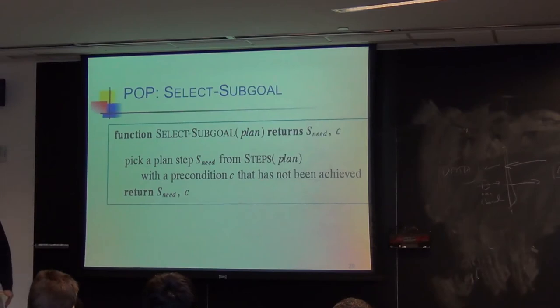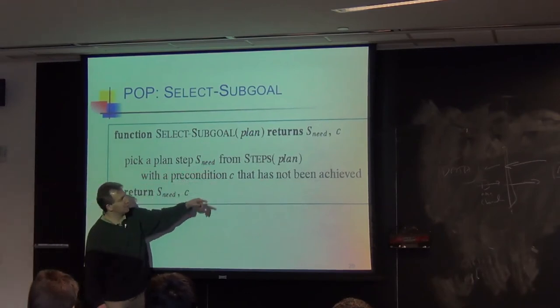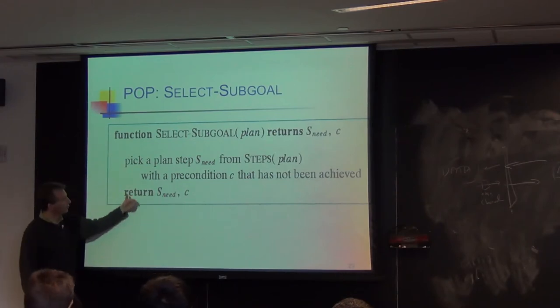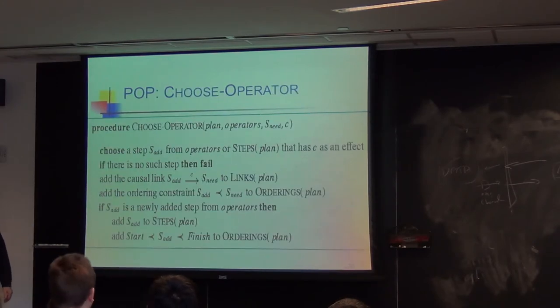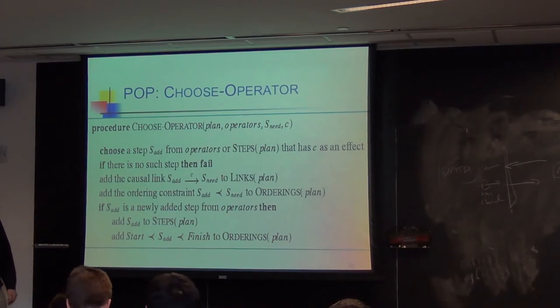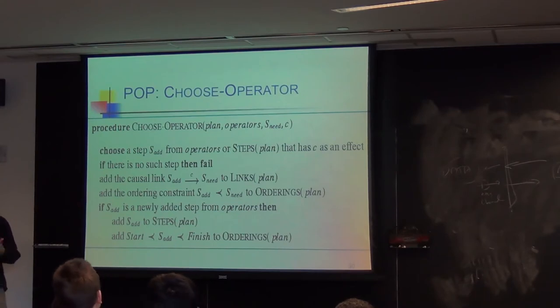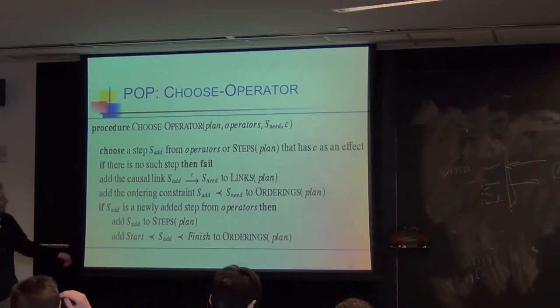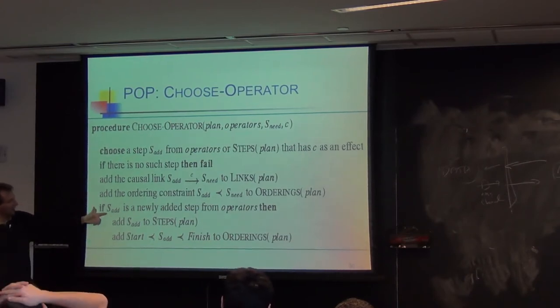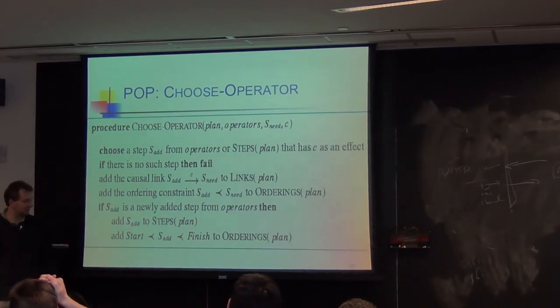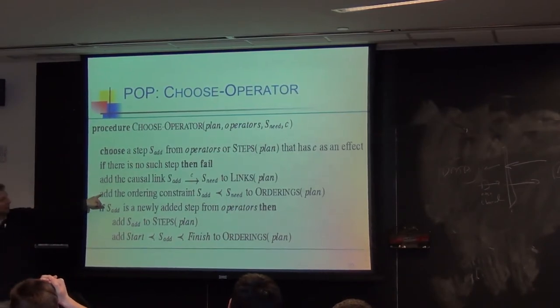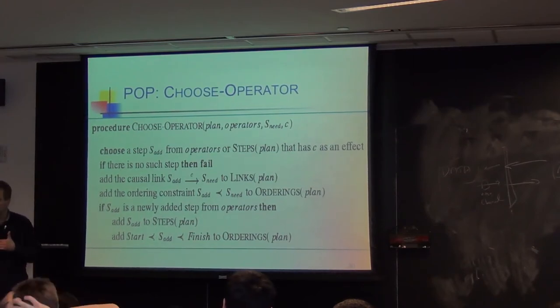Select sub-goal is basically picking a plan step that you need from the steps in a plan, with a precondition C that has not been achieved. Okay, and then choose the operator. You're going to go through your operators and find the one that's going to be able to satisfy the preconditions of the sub-goal you're trying to solve for. And then you add those causal links and add the ordering. If S is new, if you can satisfy it by an existing one, then you don't have to add a new one. If it is a new one, then you have to add it to the steps in the plan.